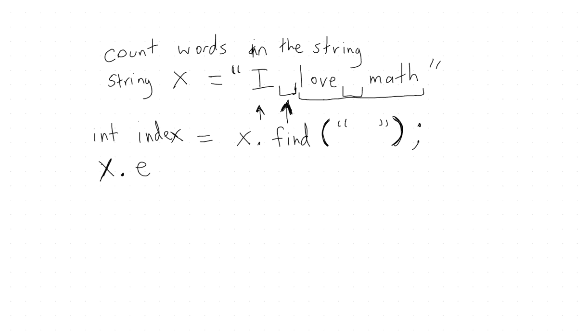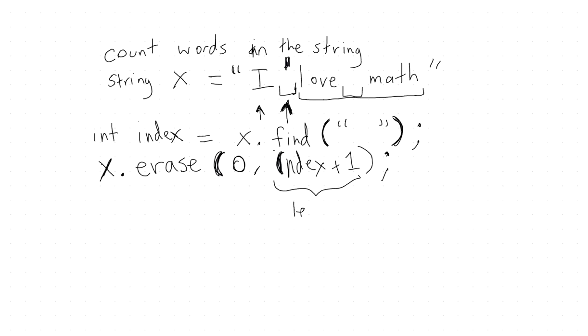And I can erase the first part of the string up until, so if this is index 1, up until the index +1. The reason why I write index +1 is because this is where the length goes.